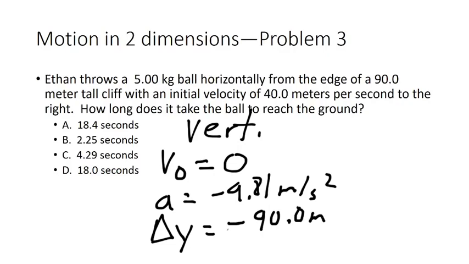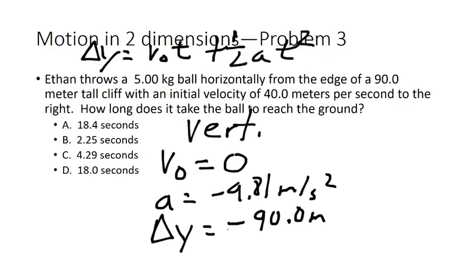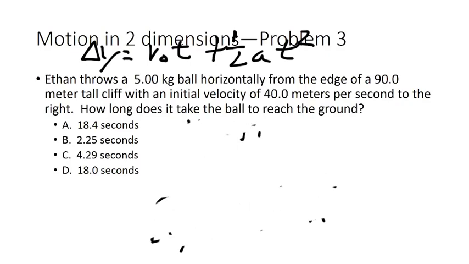All right, so what we want to do now is find a time somehow. And there's several ways we can do it. The easiest way to solve for time is going to be to use this kinematic equation. Delta y equals v0 t plus 1/2 a t squared. And if we come down to the bottom and plug in what we know, that's going to end up giving us this.